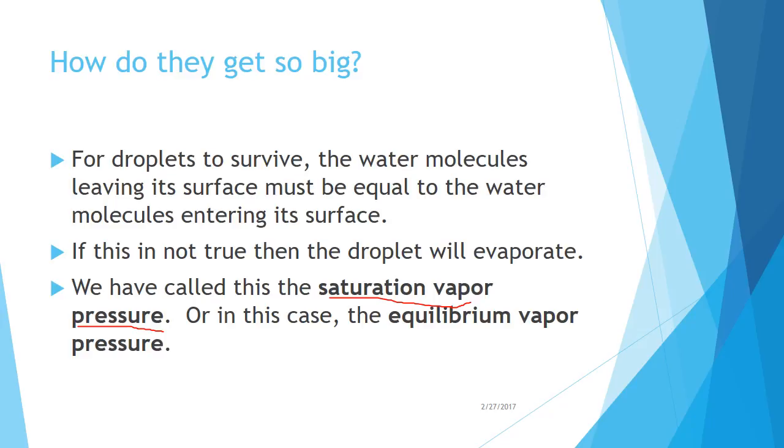And in this case, since we're looking at the process of equilibrium of a raindrop between its surroundings, we call this equilibrium vapor pressure. And that's basically the same thing as saturation vapor pressure, except we're talking about the ability for a cloud droplet to survive. It needs to be in equilibrium with its surroundings. If it doesn't, then the cloud droplet will evaporate.